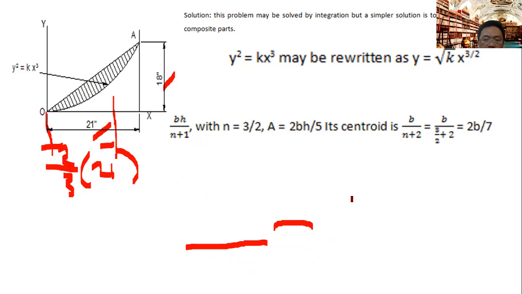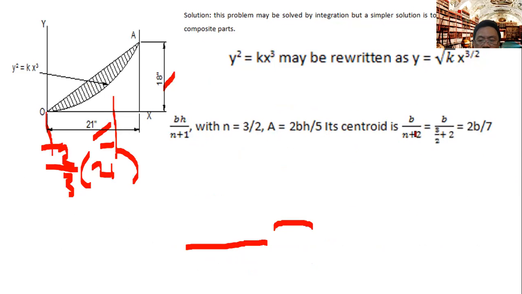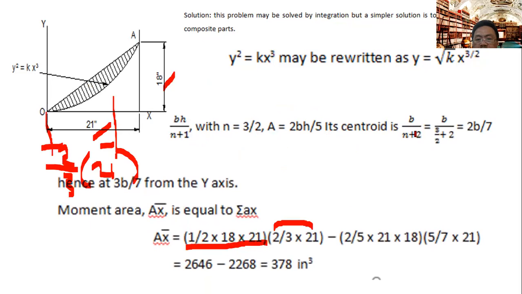The one that we computed earlier here, the area. This one, the area of the spandrel, 2/5. Oh, this one is actually already here. 2/5 of base. What is base? 21. Height is 18.